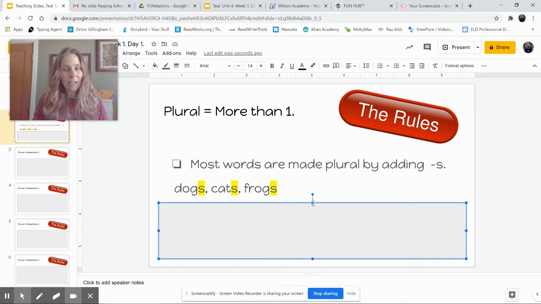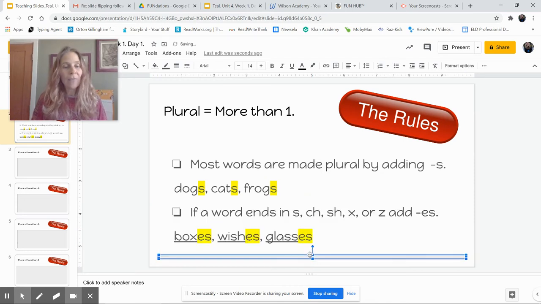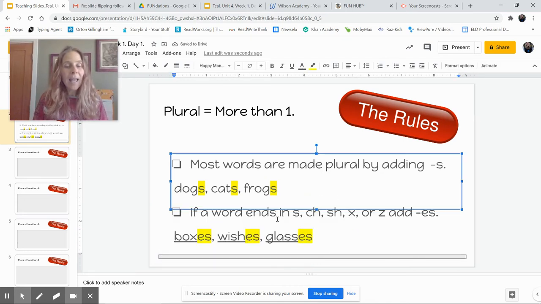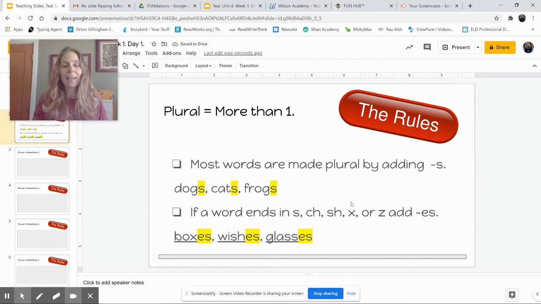The second part is if I have a word that ends in S, CH, SH, X, or Z, I'm going to add ES to the end of my word to mean more than one. So for example, if I have more than one box, I'm going to say I have two boxes and I add an ES instead of just an S.